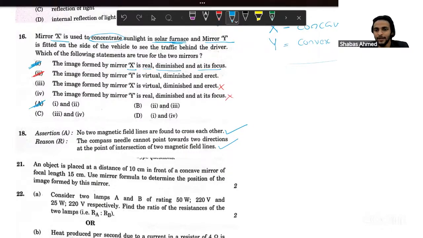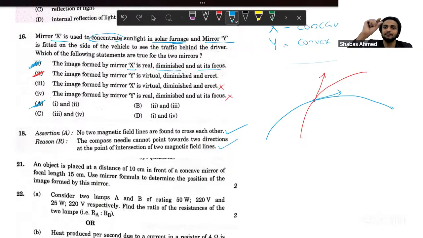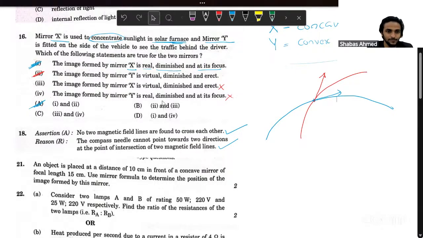That is, suppose this is a magnetic field line and this is another magnetic field line. So at this point of intersection, if I find the direction of magnetic field, due to the red line, this will be the direction of magnetic field. Due to the blue line, this will be the direction of magnetic field. That means at a single point, two directions for the magnetic field. That is not possible. That means the compass needle cannot point towards two directions. So both the assertion and reason are true, and reason is the correct explanation for the assertion. Yeah, Krishna Vedi, very good.